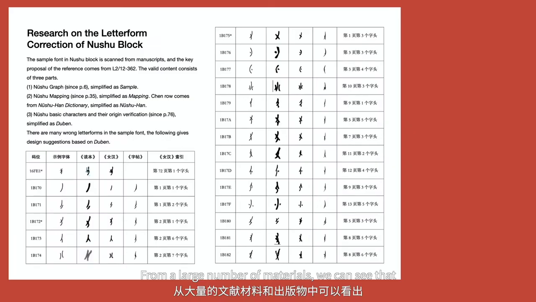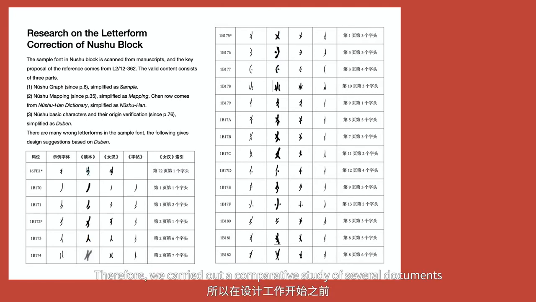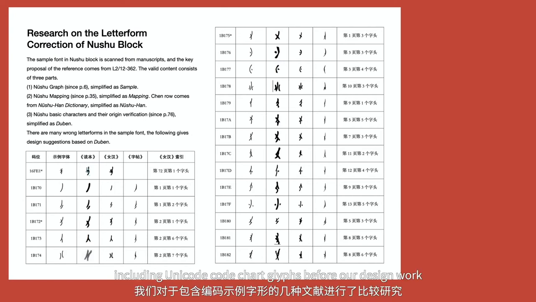From a large number of materials, we can see that the strokes of the traditional Nüshu scripts are inclined and isometric. The inheritance of Nüshu script is a kind of oral transmission, so the glyph shapes and the writing styles are inconsistent. We decided not to trust any single material and rely on evidence to determine the fonts. Therefore, we carry out a comparative study of several documents, including Unicode code charts, before our design work.